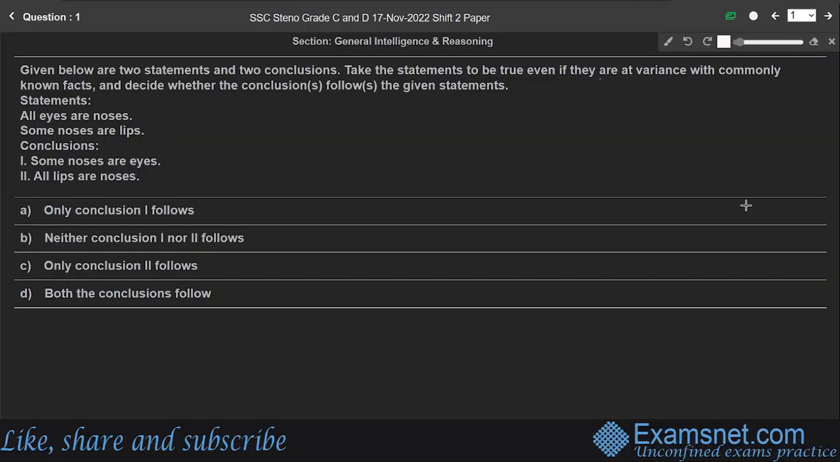Hello students, today we are going to solve the Staff Selection Commission Stenographer Exam Grade C and D paper, the SSC Stenographer Exam, 17th November 2022, Shift 2 paper. Very best of luck to you all before we start.